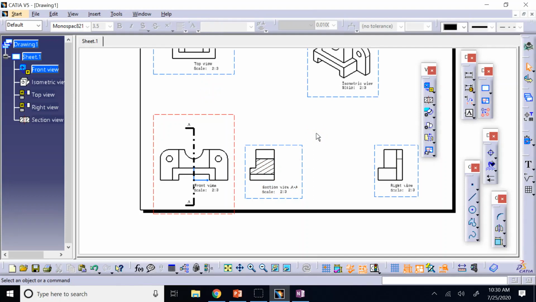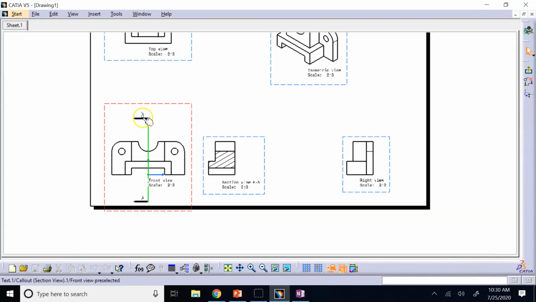Okay, so this is a section view. And again, you see these arrows, they show the direction of the cutting plane, right? You see here, I double clicked on the arrows. When you double click on the arrow, then you come to a different toolbar. And then you have this tool here, which says Invert Profile Direction. So if I click on this, then what happens? I can invert, make it reverse the direction of the cutting.